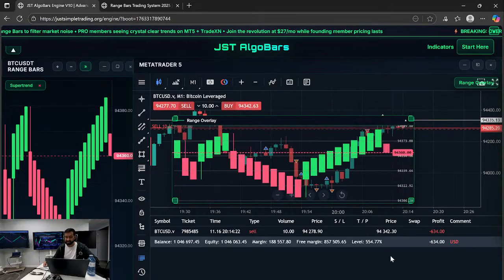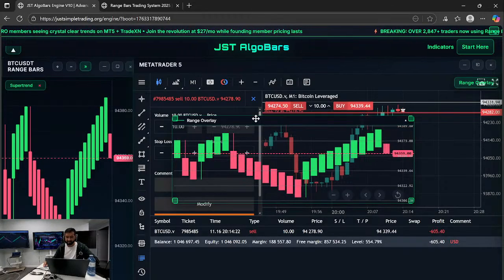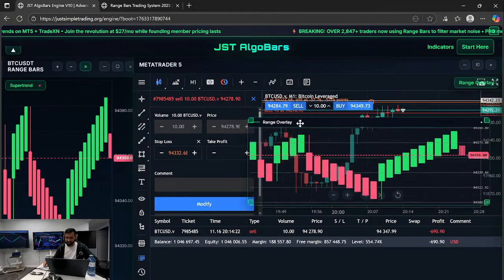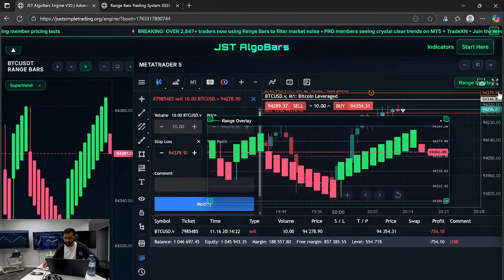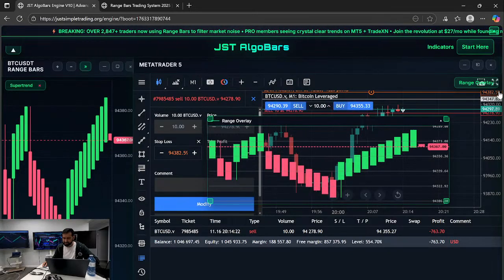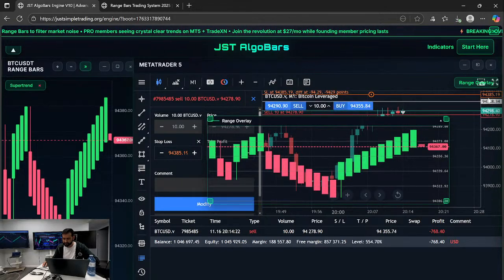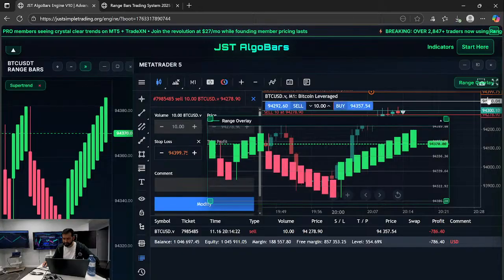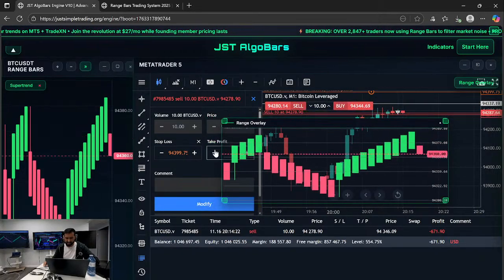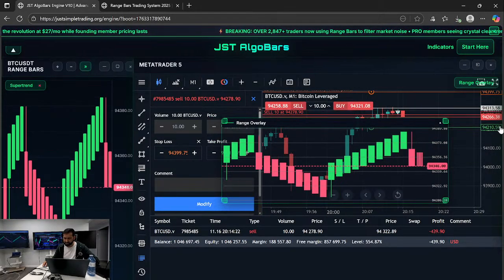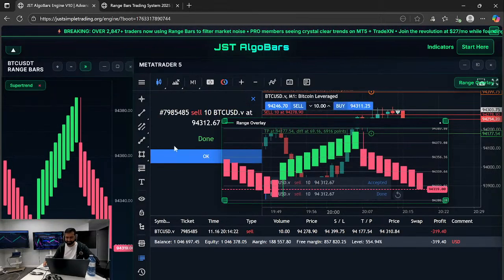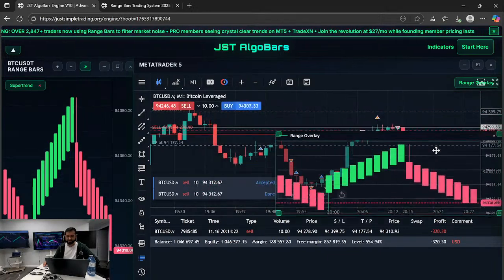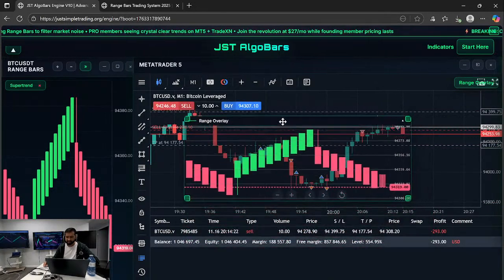Okay, so let's go ahead and set our stop loss and take profit. So here is our stop loss. What was our entry here? 278, so right there. And then set our take profit. There we go. All right, so now we've set our stop loss and we've set our take profit.